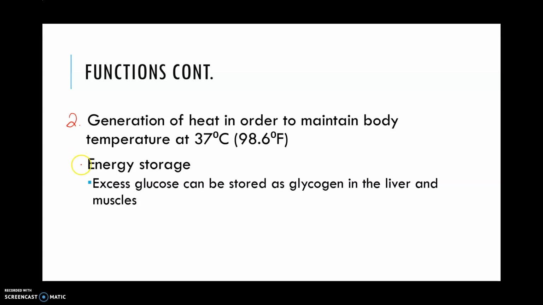And our last function here is going to be energy storage. So any of that excess glucose is going to be stored as glycogen in our liver and in our muscles. So we use our muscles as storage units for all of this energy that we get from glucose. So saved as glycogen.